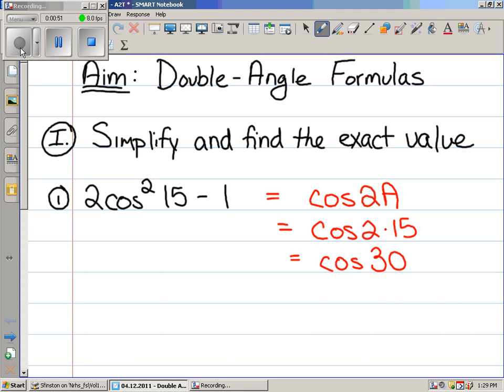Well, how much is it? Plug it into the calculator. 0.866. Which one is that? Radical 3 over 2. 0.866.